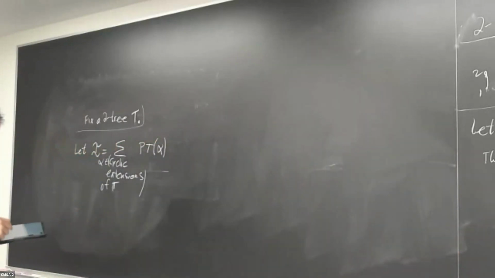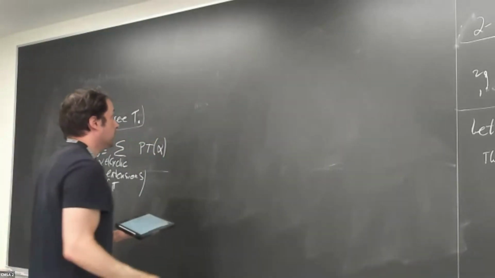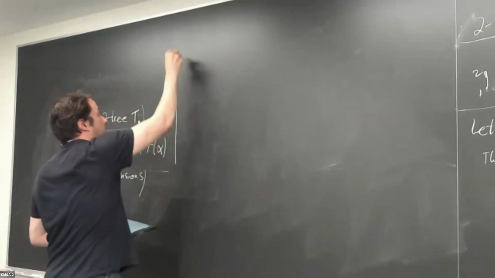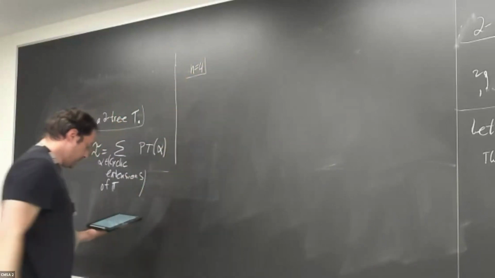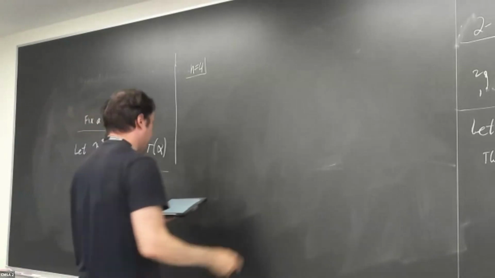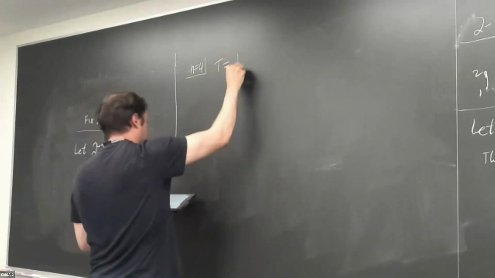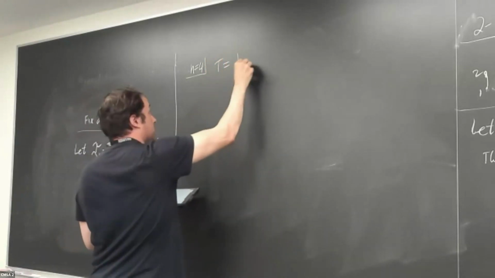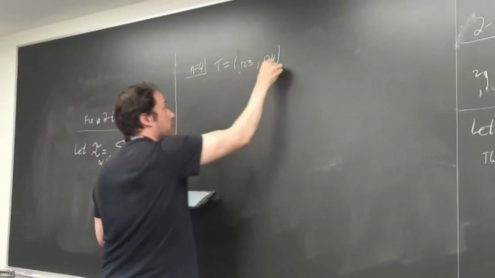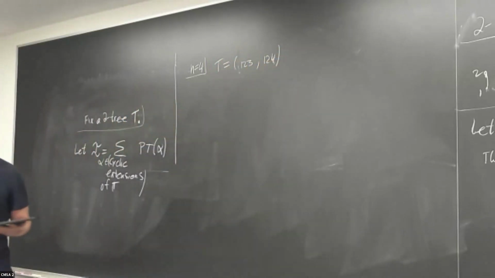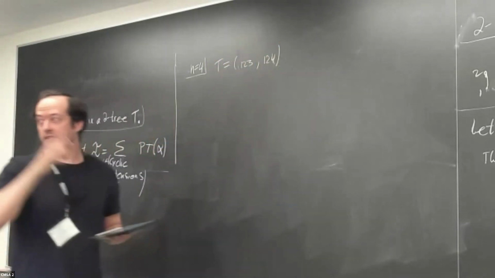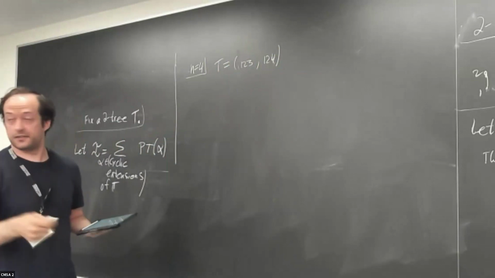Okay, so let me show you what happens at n equals 4. It's not very interesting, but we do have, in n equals 4, T equals 1, 2, 3 and 1, 2, 4: 2 triangles joined on a common edge, and we'll say that they're cyclically oriented forward. So 1, 2, 3 in that cyclic order, and 1, 2, 4 in that cyclic order.